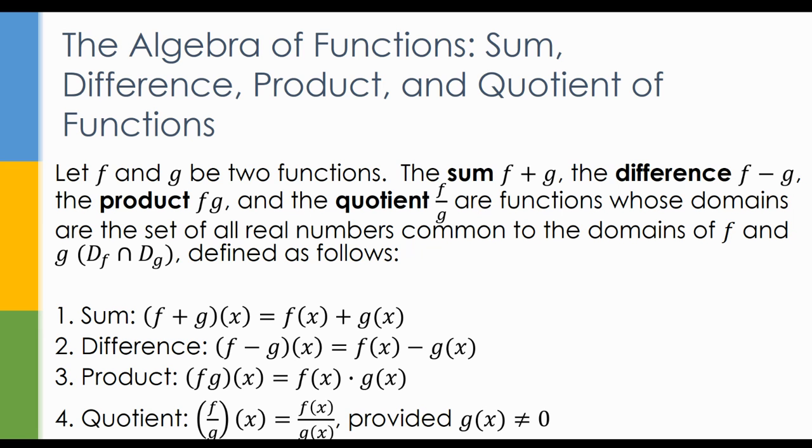And then the quotient is f divided by g in parentheses. So because f is on the top, we want f of x divided by g of x. But remember, g of x cannot equal 0 because I don't want to divide by 0.